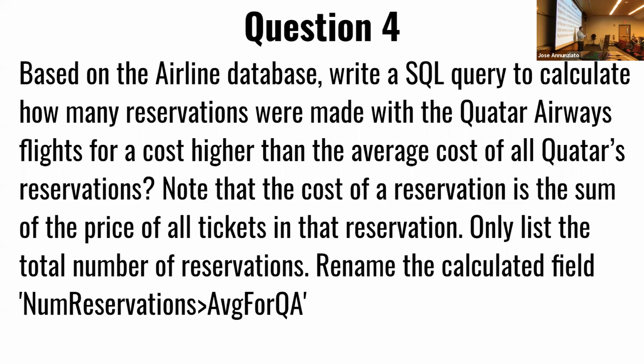And each ticket has a cost. How much does that ticket cost for a given reservation? So you're going to group by reservations. There's going to be a whole bunch of tickets in there, and you're going to add that up and calculate the average. So this is one inline, right? The average cost of reservations for Qatar. That's one inline. It will give you a single value, the average cost for Qatar Airlines, right?